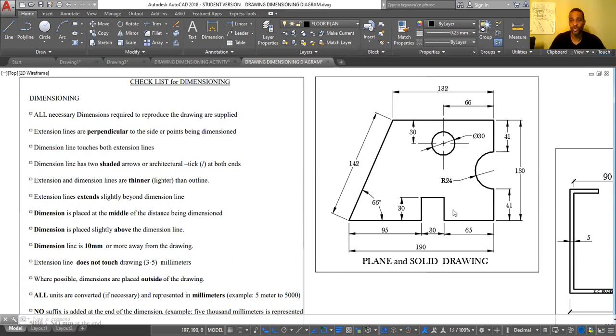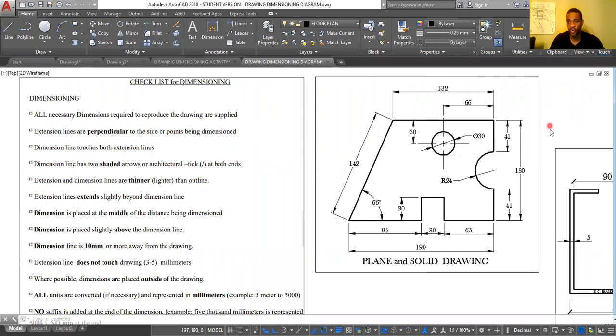Here I have two drawings. I have plane and solid geometry and also a building drawing. The first one here, a drawing should be correctly dimensioned. All necessary dimensions required to produce the drawing should be given. A well-dimensioned drawing has all the necessary dimensions required to produce the drawing. That's very important. All right, so all dimensions required.